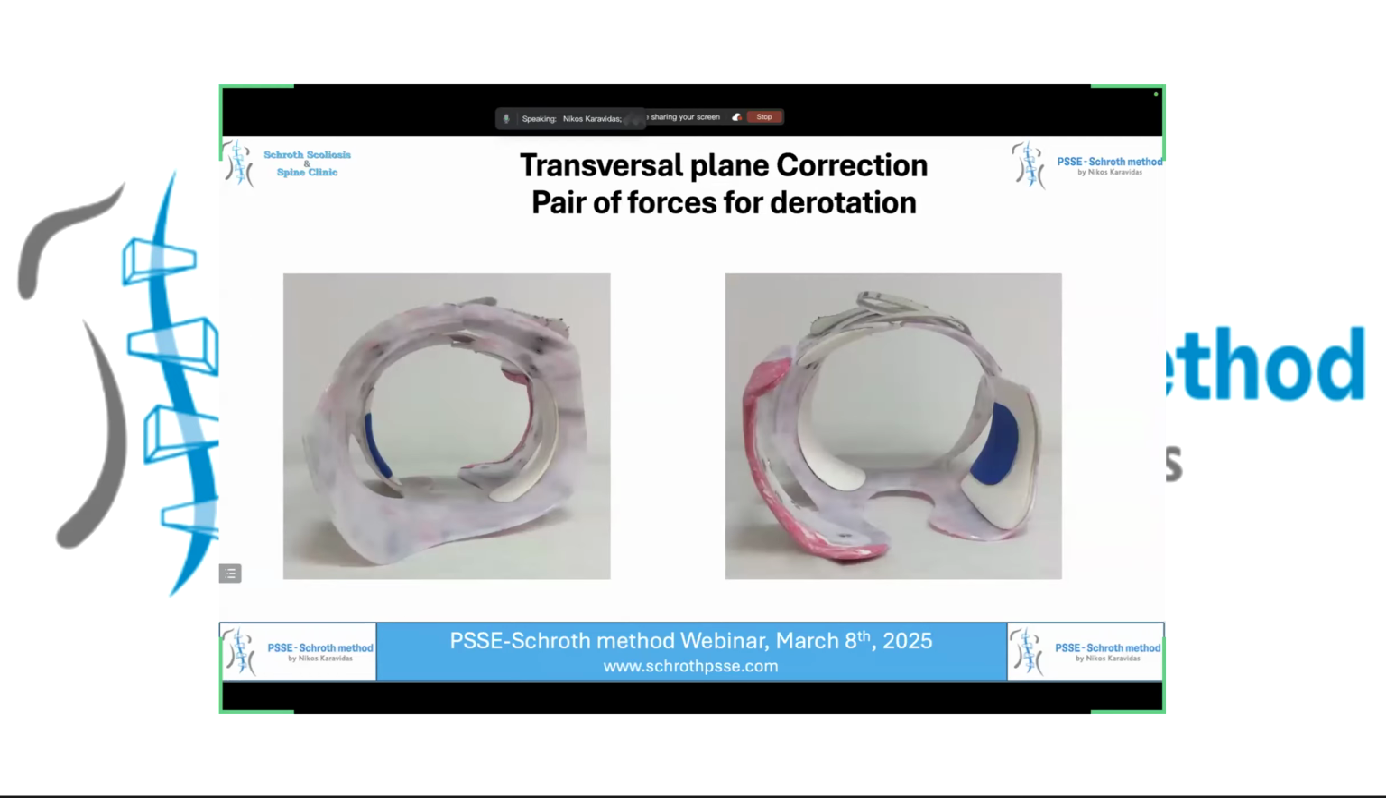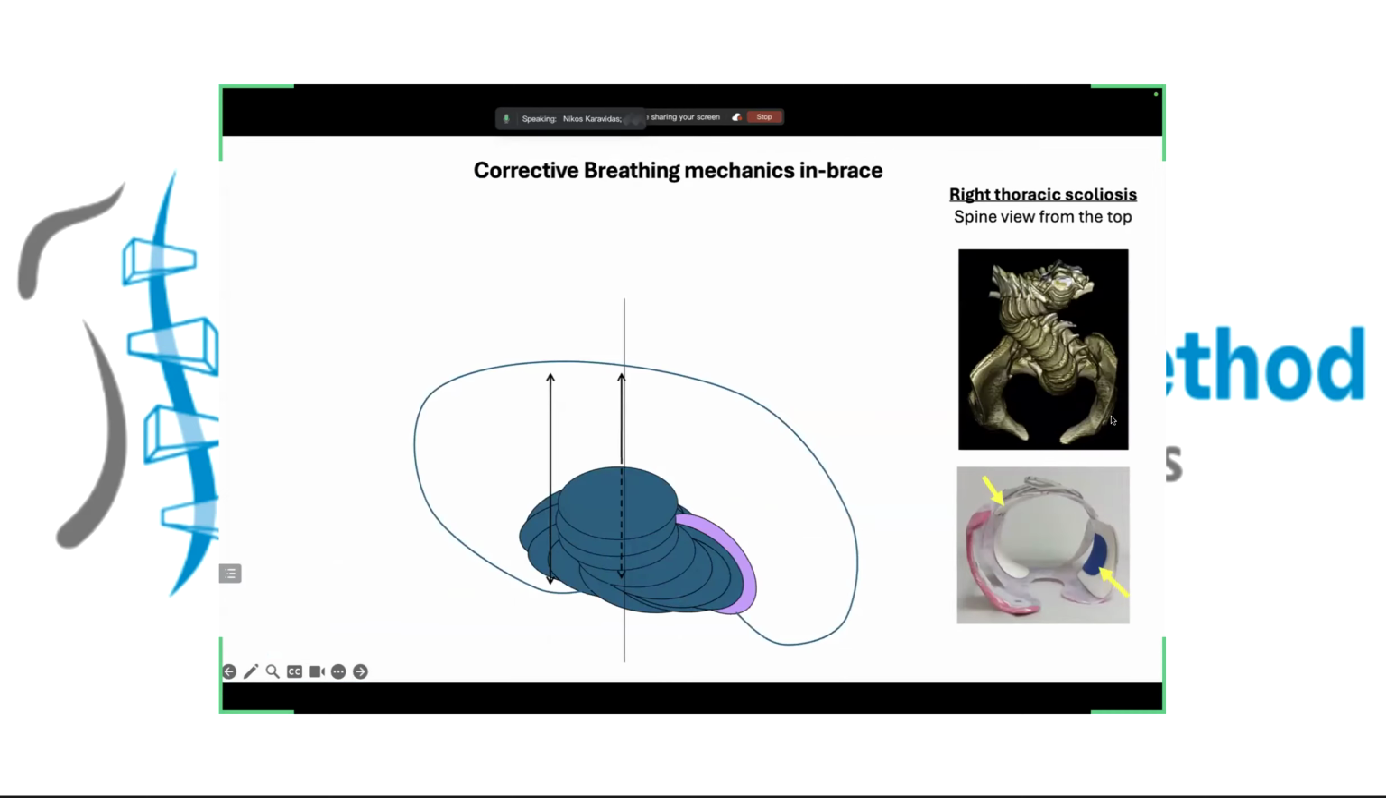Now, the transversal plane correction is very important. So we need to create some pair of forces to derotate. And this is why in the brace, we use some extra pads in the proper areas to increase the corrective forces. And what you can see here, for example, for the thoracic part, is that we have a posterior lateral pad to correct both frontal and transversal plane. And at the same time, we need a force on the prominent rib in the front to create these pair of forces to derotate.